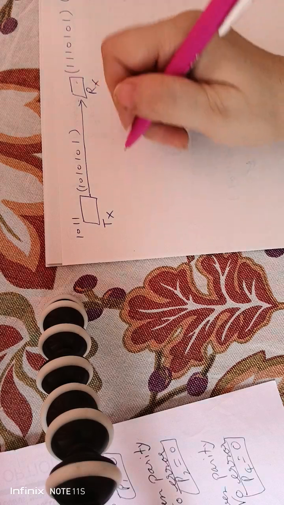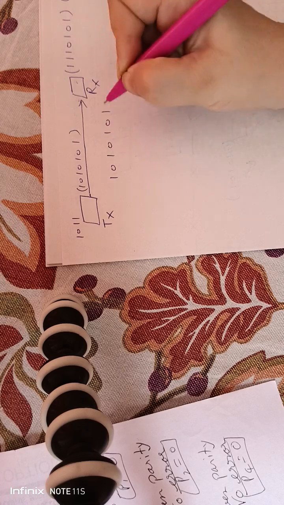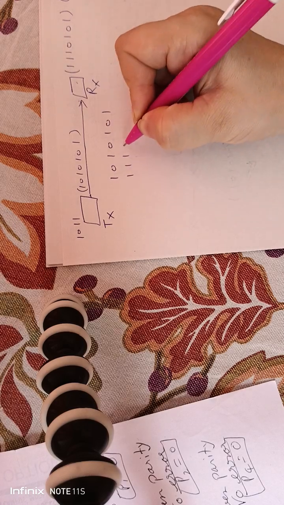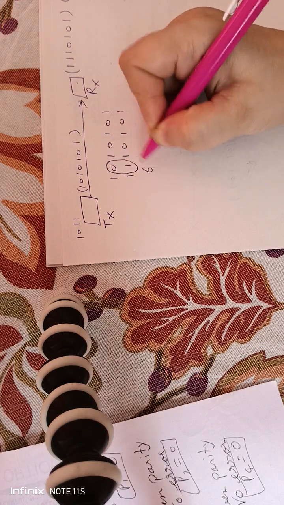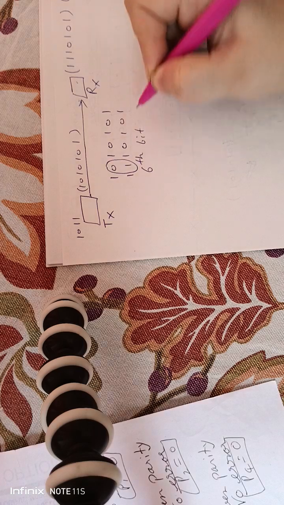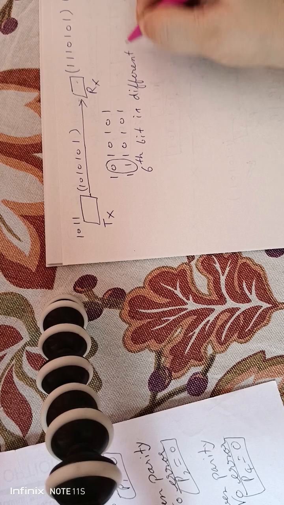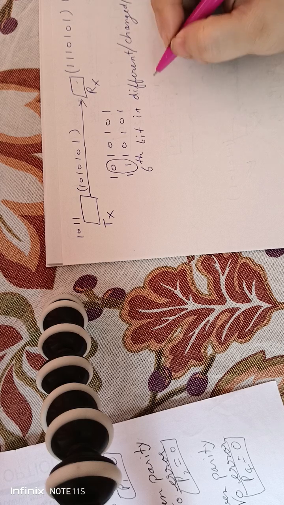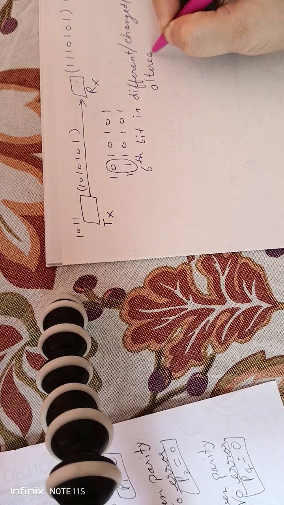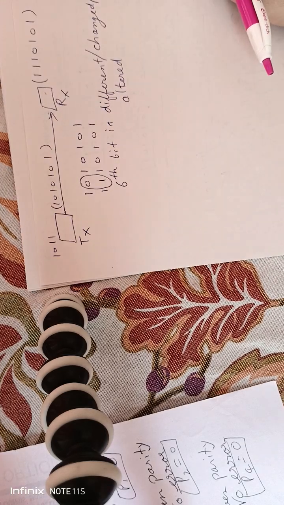Now you can observe that here 1010101, and what I have received is 11100101. Now you can see the sixth number bit is different, or you can say that it has been changed, or altered. Fine. Now how will we detect that there is an error or not?